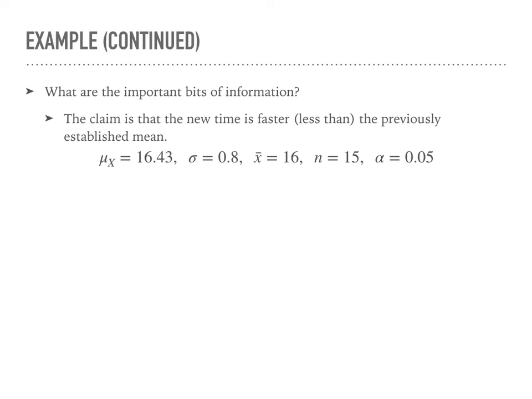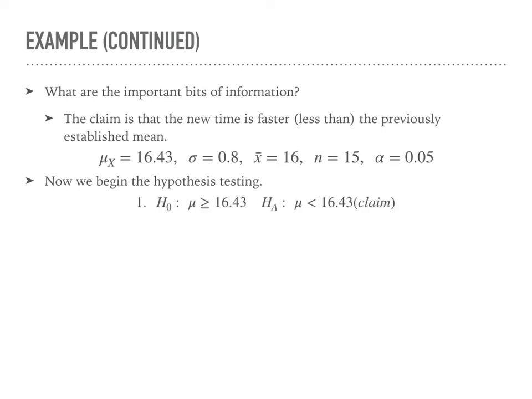So bringing these important bits of information forward with us, we also are keeping in mind that our level of significance was 0.05, so we can begin our hypothesis testing. We always start by writing our hypotheses. The null hypothesis is that the mean is greater than or equal to 16.43. The alternative hypothesis is that the mean is less than 16.43, and this is our claim.